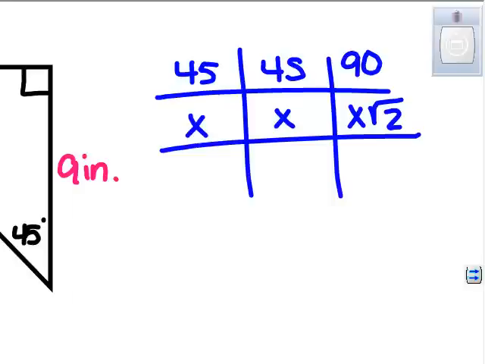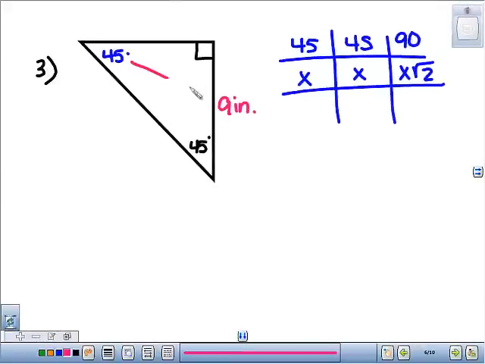This is a really easy problem. When you're given the leg, you're given x. That's what we're given here. It's across from a 45, so that's 9. So this must also be 9. So this side is 9 inches as well.